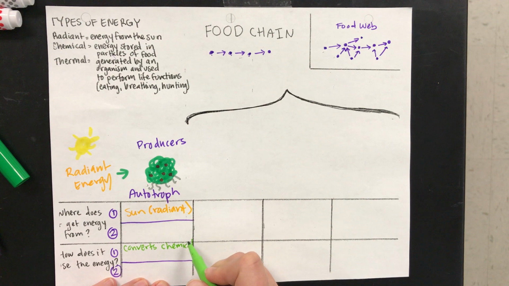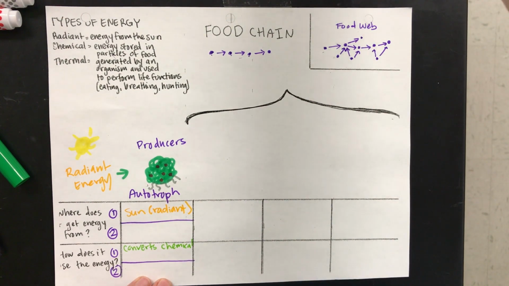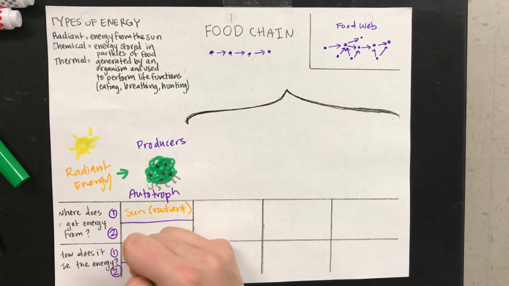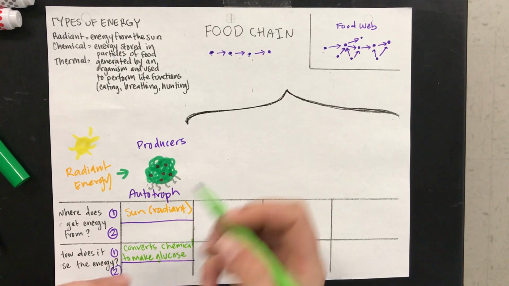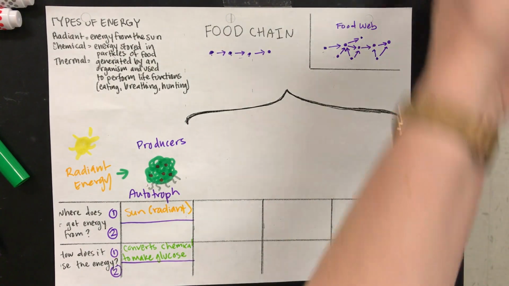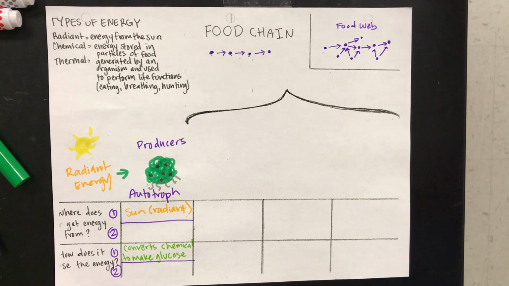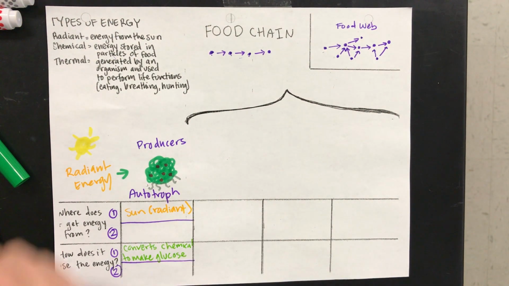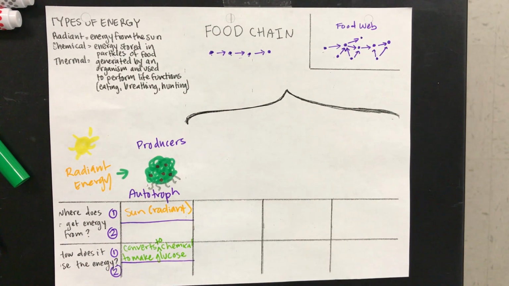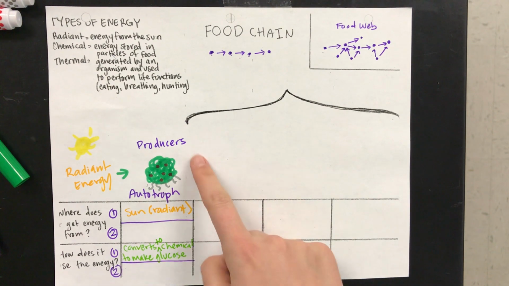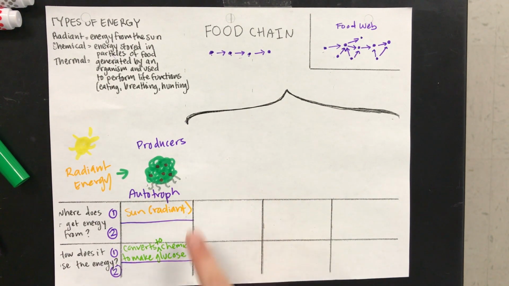So it converts chemical to make glucose. So to recap, producers are going to take that energy from the sun. Oh, that's what I want to add in. Converts to chemical. I was like, something's wrong. I don't know what it is though. Converts to chemical. There we go. To make glucose. Producers take that radiant energy, convert it to chemical energy, and that's that glucose that they store there.